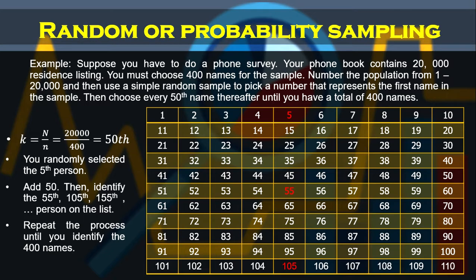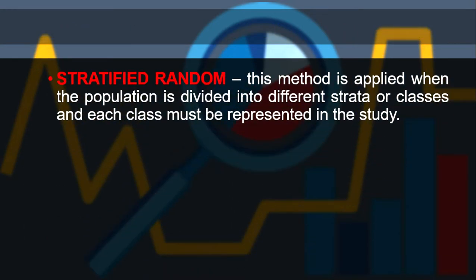And then again, we add 50. Then let's identify the 55th person, the 105th person, again add 50, 155th person, and so on, until you get the 400 names. So always pick every 50th on the list.